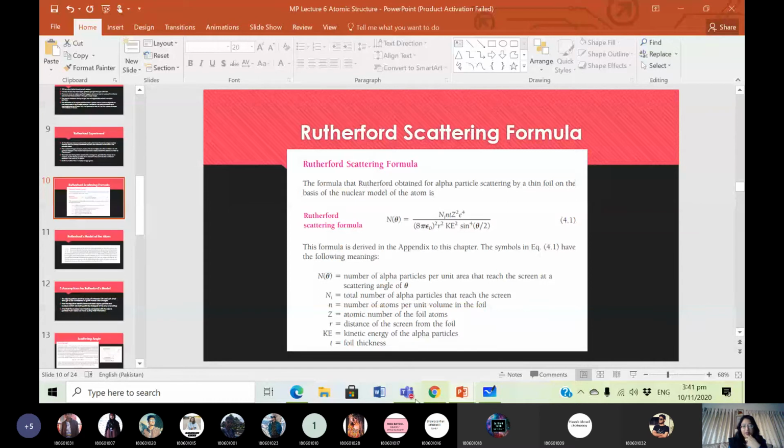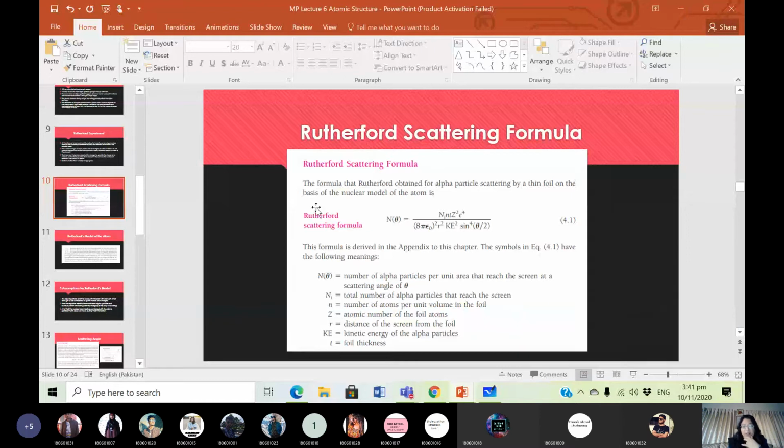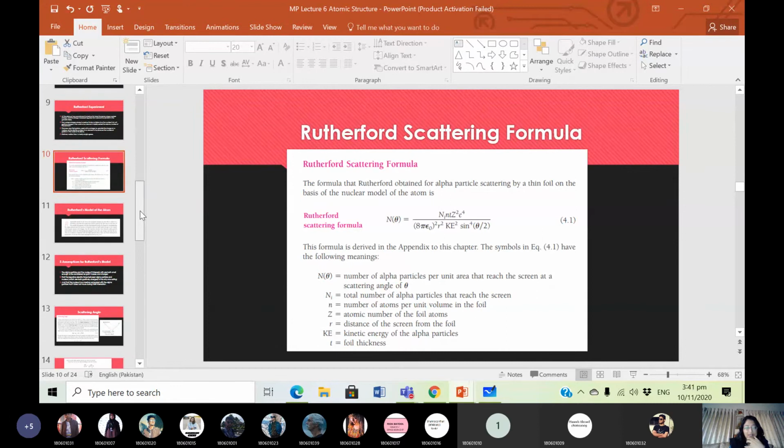The formula that Rutherford obtained for alpha particles scattered by thin foil on the basis of the nuclear model of the atom is given by this formula. Okay? And what is this formula? What are these different symbols in this formula? Let's see that now. This formula is derived in the appendix to this chapter, and we're going to do that as well. It's going to constitute all these slides that we will cover in the next lecture mostly.